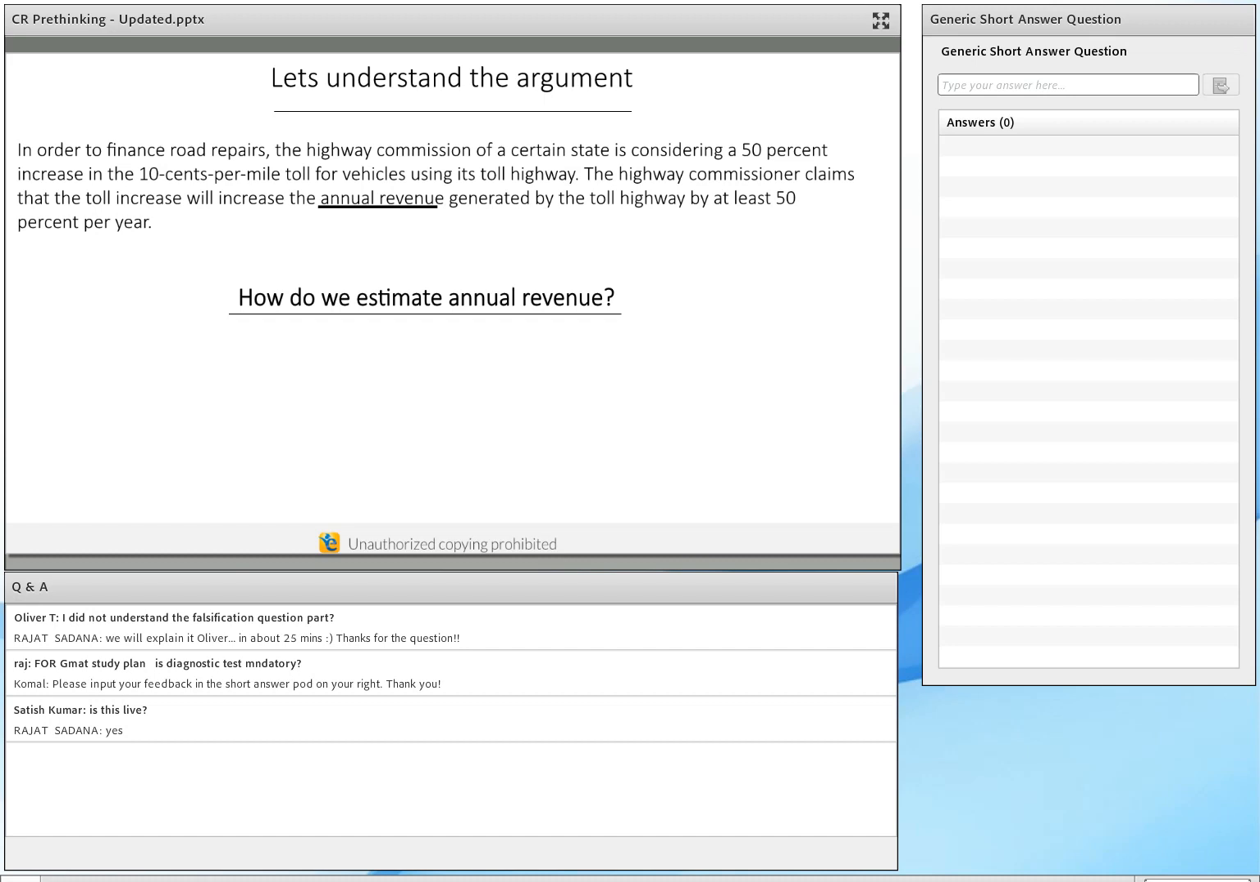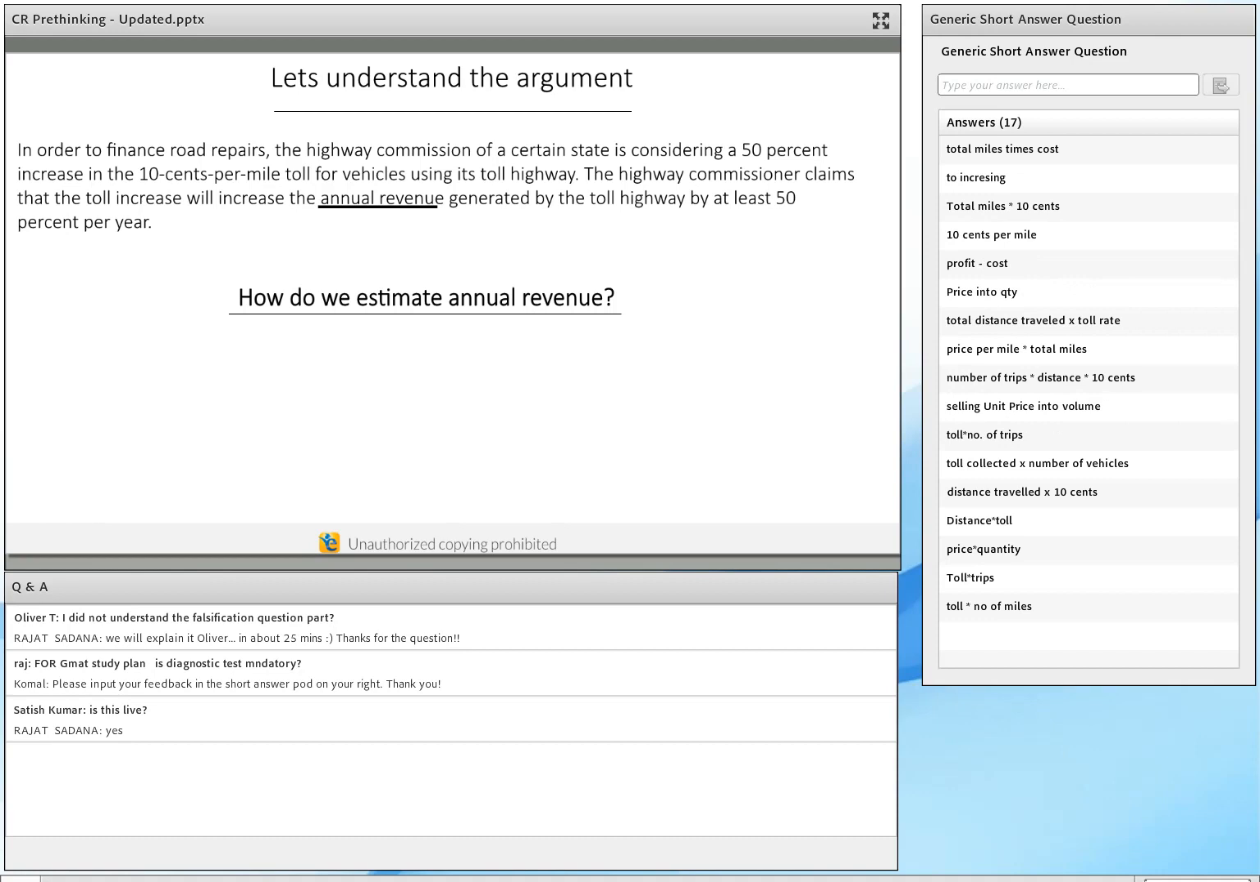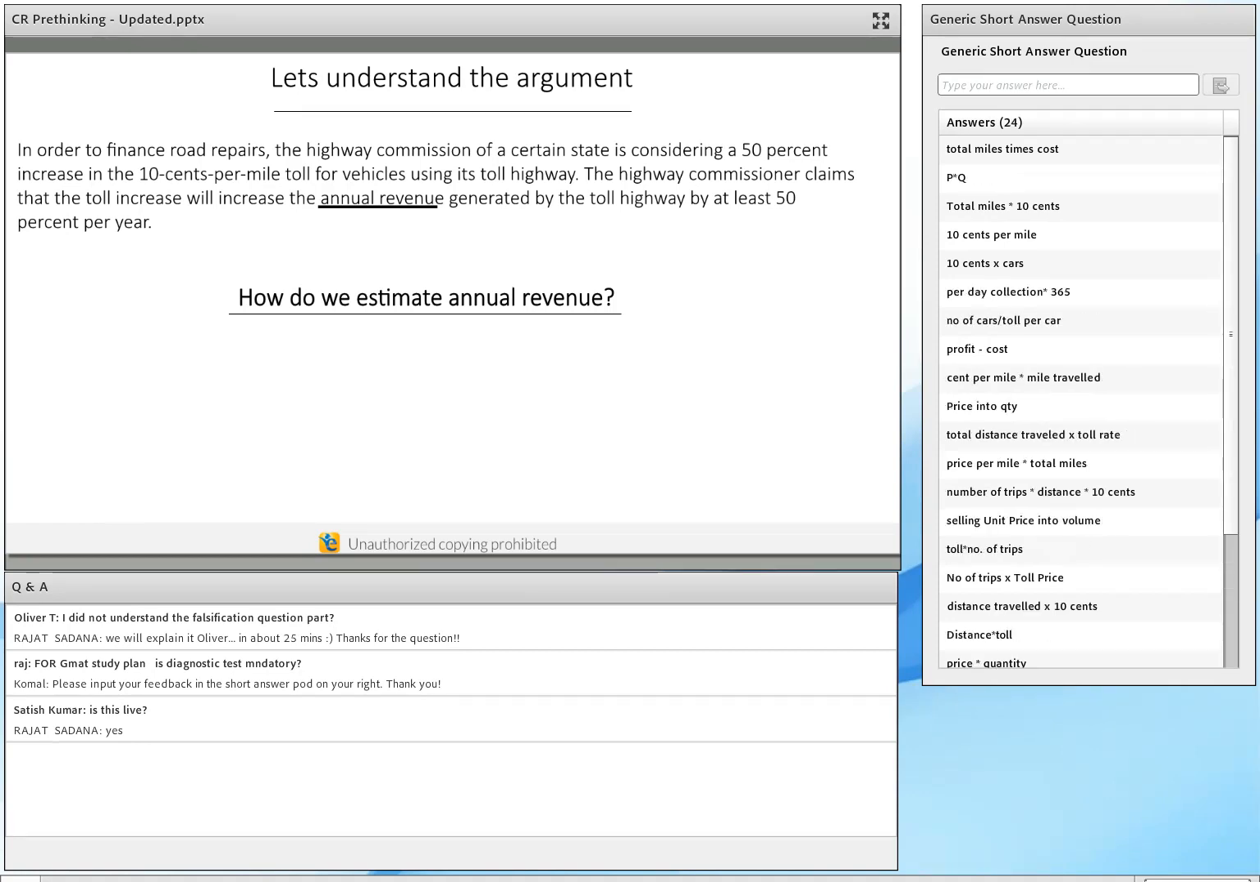How do we estimate annual revenue? What's the formula? Given this, revenue is not profit minus cost. That's okay, there's nothing called profit minus cost. You can really see, even just to do something this simple, you have so many different responses.